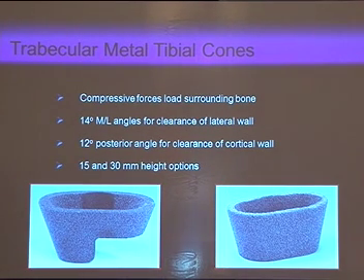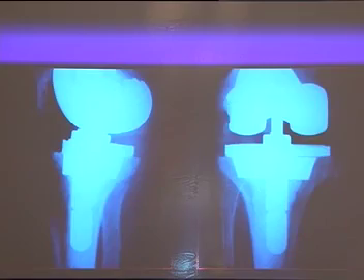They tend to have compressive load forces around the bone. They could come in various angles, normally 14 degrees medial-lateral angles, and have a 12-degree posterior slope for clearance of the cortical wall. Another radiograph of the use of cones for the tibia.